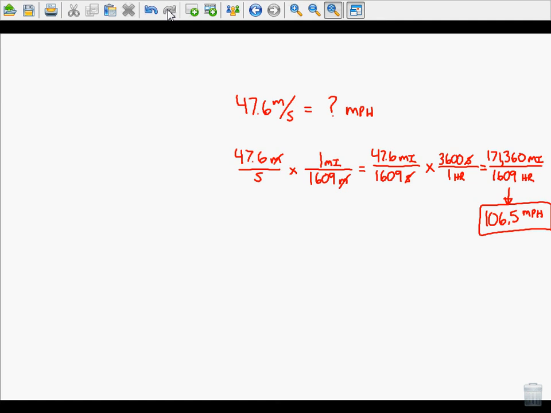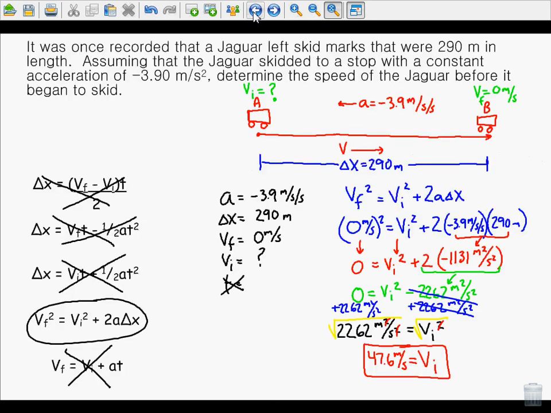So what we just did here was we not only figured out what our final answer is in miles per hour, but we also solved for, using one of the big 5 equations, the initial velocity in this problem. So the initial velocity before the car began to slow down and skid to a stop.